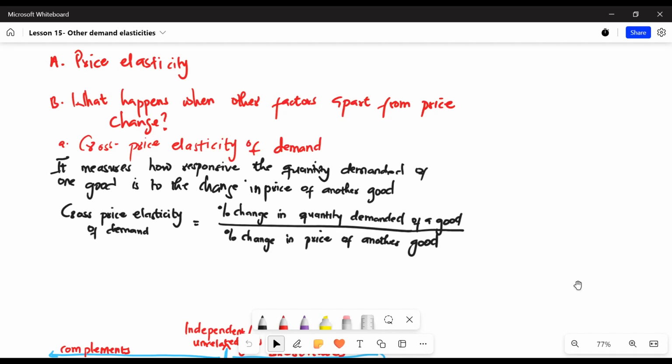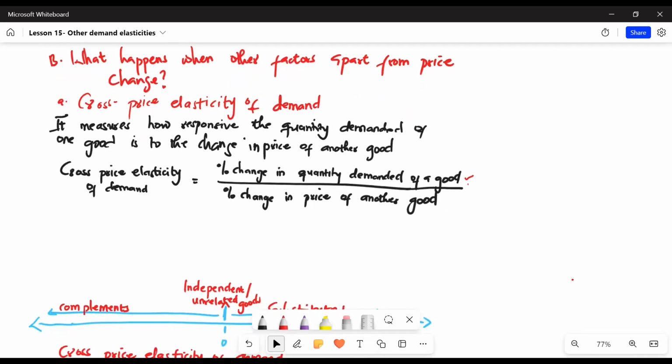So the first of the other demand elasticities is cross price elasticity of demand. It measures how responsive quantity demanded of a good is to a change in the price of another good. So for instance, if you have two goods, how responsive is demand for good A to the price of good B? The formula for calculating cross price elasticity is the percentage change in quantity demanded of a good divided by the percentage change in price of another good.